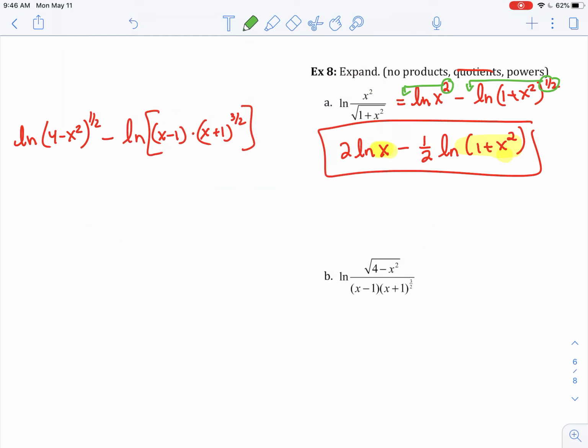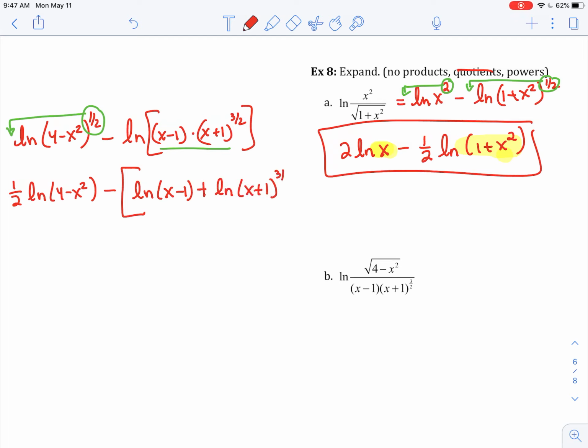Over here on the left, the log of a quantity to an exponent, we know we can bring that exponent down as a coefficient and multiply those 2 powers. Over here, we know that a single log product is 2 log addition, so taking care of both of those at the same time, I'm going to have 1/2 the natural log of 4 minus x squared minus the natural log of x minus 1 plus the natural log of x plus 1 to the 3/2.